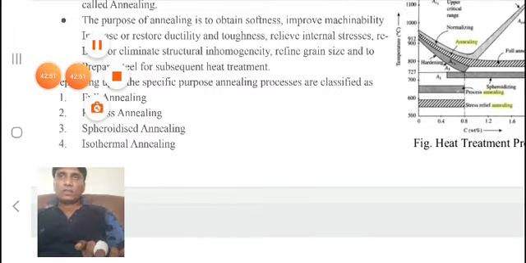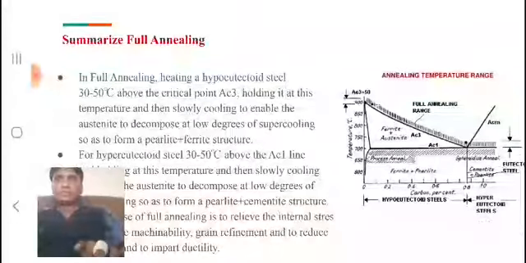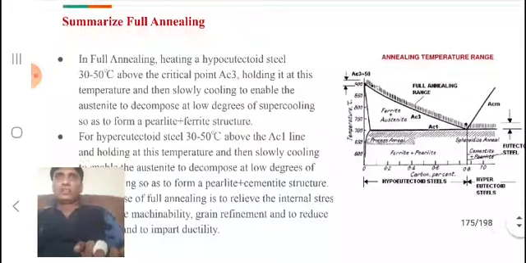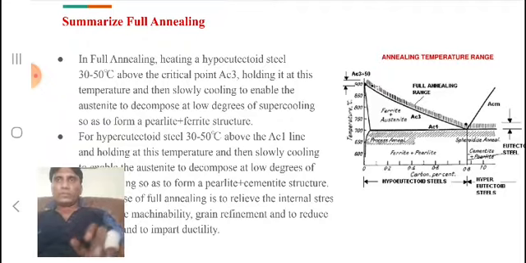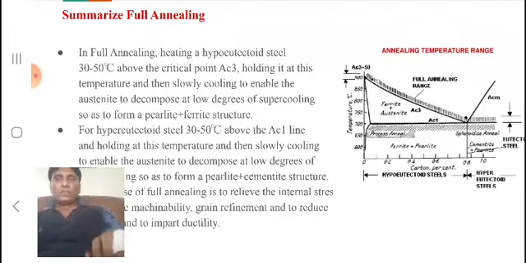We already discussed full annealing, but I will once again recap what full annealing is and what process annealing is. In full annealing, we heat a hypoeutectoid steel 30 to 50 degrees above the A3 line and hold the steel at that temperature for a sufficiently long period, and then slowly cool it to enable the austenite to decompose at low degrees of supercooling so as to form a pearlite plus ferrite structure. So for hypoeutectoid steels, what we get is ferrite plus pearlite.